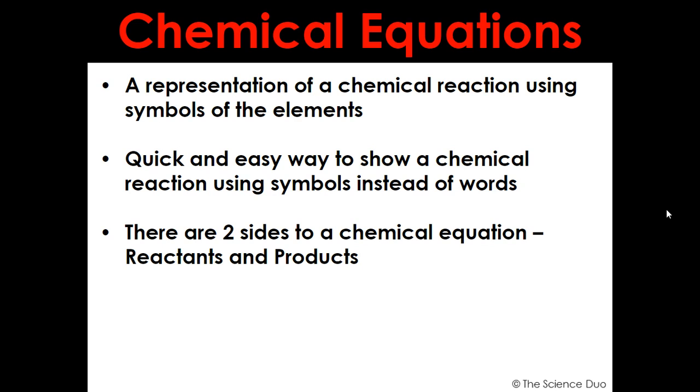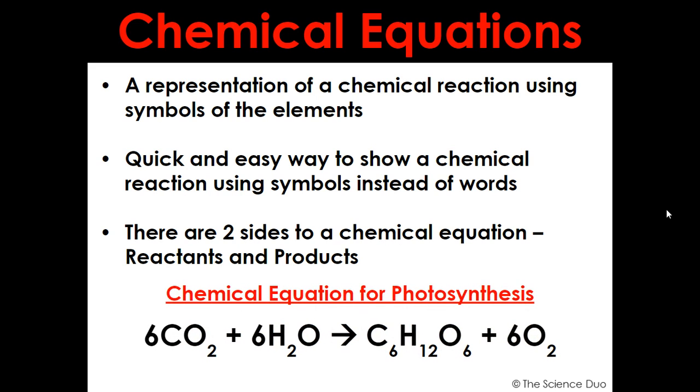And there are two sides to a chemical equation. The other day, I first introduced to you reactants and products. The reactants are like the ingredients, and the products are the finished product. So, for example, the ingredients that we use to make brownies, and then once we put them in the oven, which is represented by the arrow, we ended up with brownies.